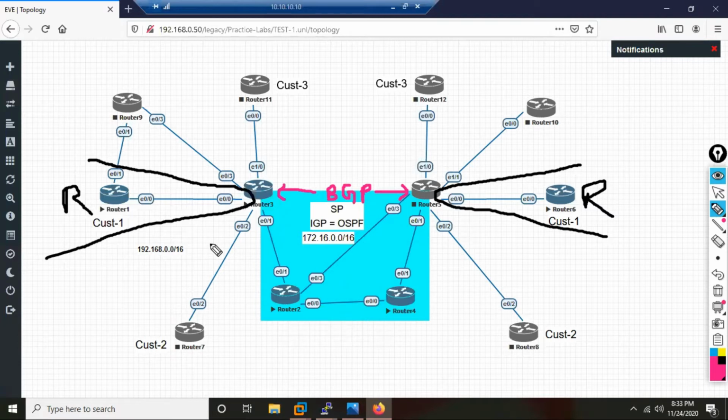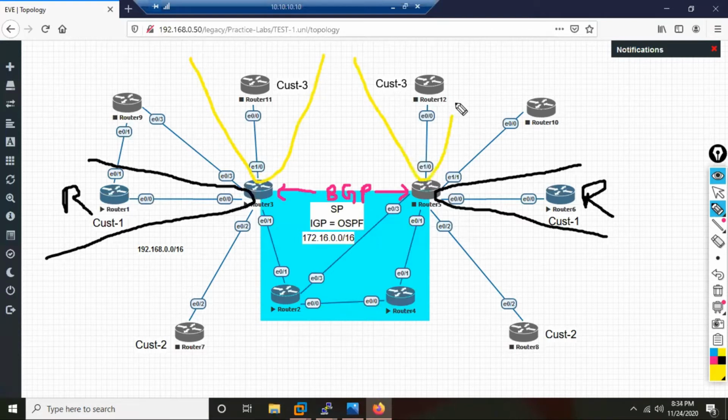Now let us see what challenges, what problems a service provider can face. The advantages we have seen. Now this customer one, what type of routing protocol is running? RIP, right? Suppose I get another customer. Let's say I have one more customer, customer 3.